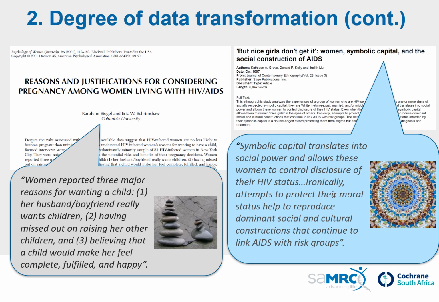To make this a little more tangible, these are two examples of findings taken from primary qualitative studies. The study on the left was conducted by Siegel and colleagues and aimed to understand HIV-infected women's reasons for wanting to have a child. A key finding was, and I quote: women reported 3 major reasons for wanting a child. Number 1, her husband or boyfriend really wants a child. Number 2, having missed out on raising her children. And 3, believing that a child would make her feel complete, fulfilled, or happy.